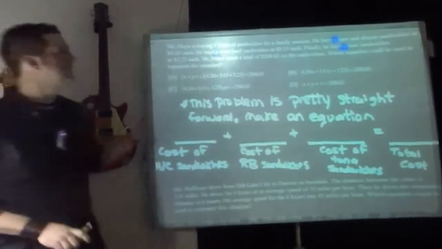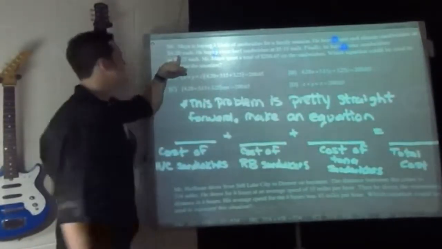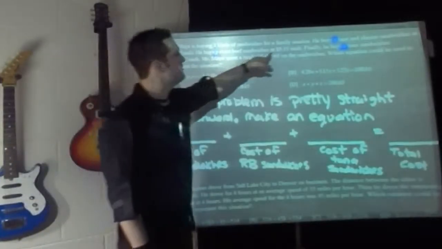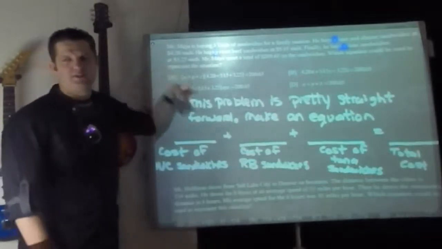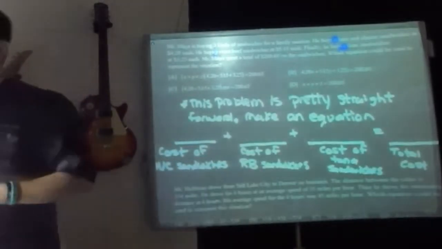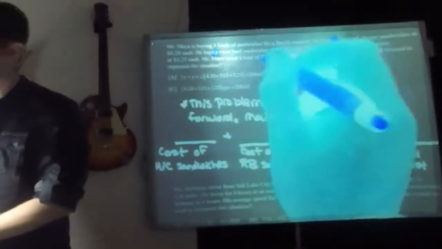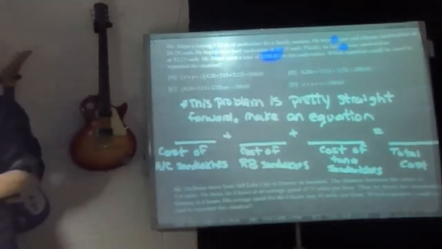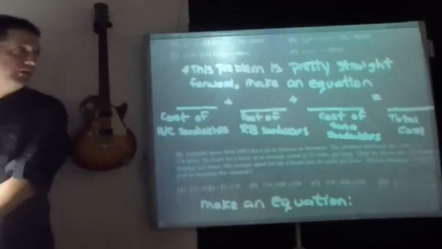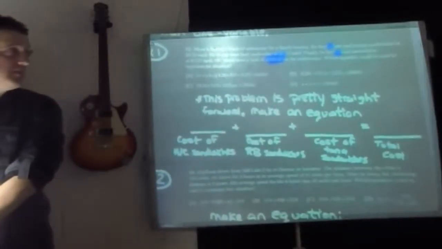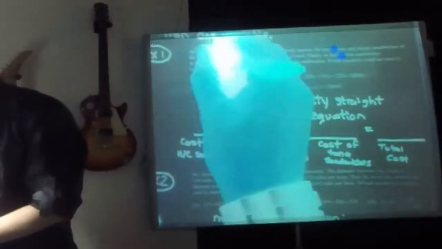Now here's the prices. The ham sandwich is $4.20. The roast beef sandwich is $5.15, and the tuna sandwich is $3.25. So keep that in mind. He spent a total of $200.65. Now this problem is really straightforward. First off, keep in mind the prices of the sandwiches, which are all different.